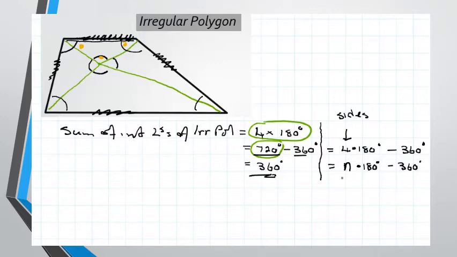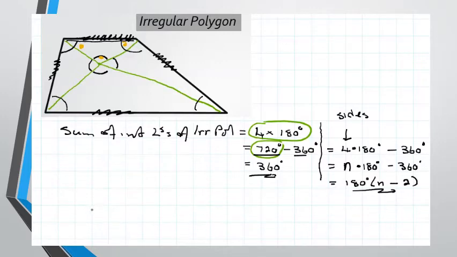Now I have two terms. I'm going to take out 180 degrees as a common factor. I'm going to be left then with n minus, and 180 divided into 360, namely 2, times 180. And here I have derived the formula for the sum of interior angles of a polygon.